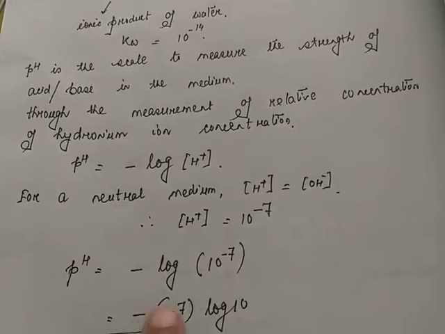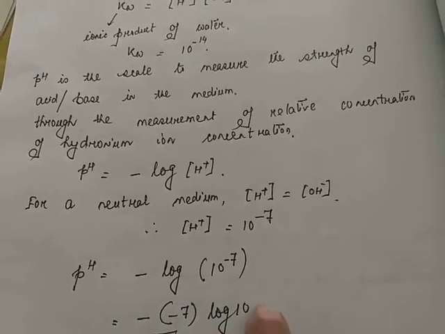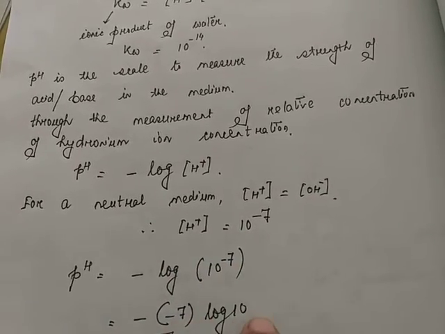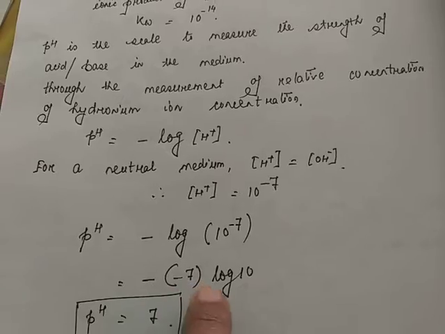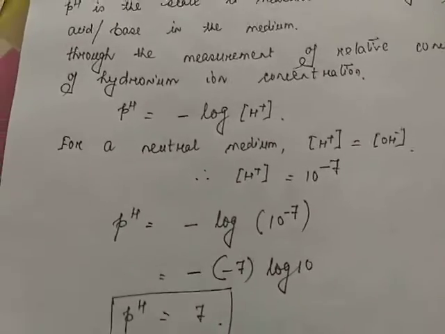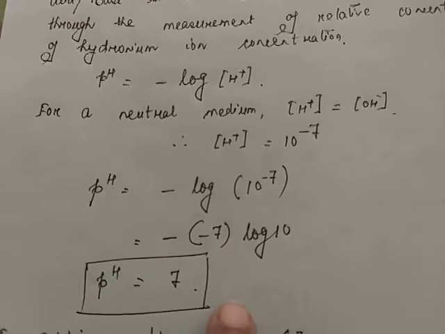So it is minus of minus 7 log 10. In fact, log a to the power n is equal to n log a. That makes 7 log 10, as the value of log 10 is 1. So pH for the neutral medium is 7.